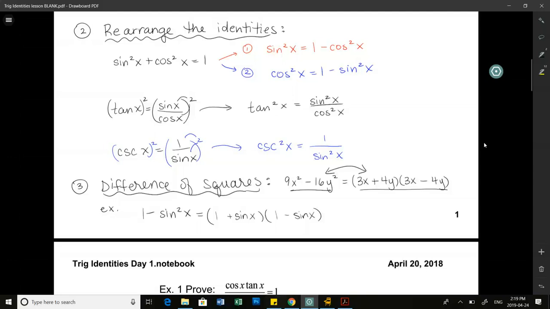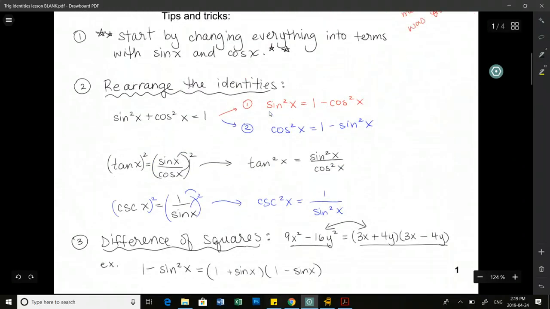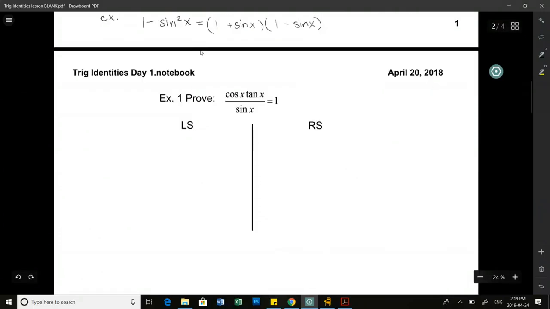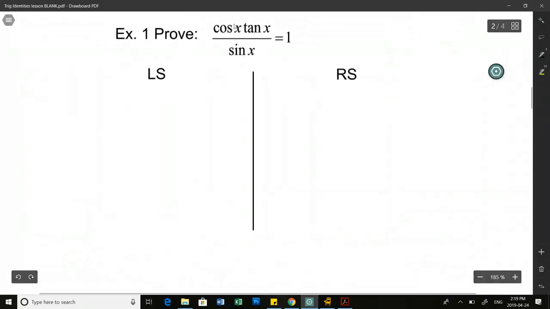We may add to some of this tomorrow, with a couple extra tips and tricks as you start, but I think we'll start with those and then see what we can do from here. The main step is that we're going to start by replacing things with their equivalent identities as much as we can, changing to sine x and cos x. That's the big thing. Let me show you what I mean. Here's our task: we're tasked with proving this trig identity.